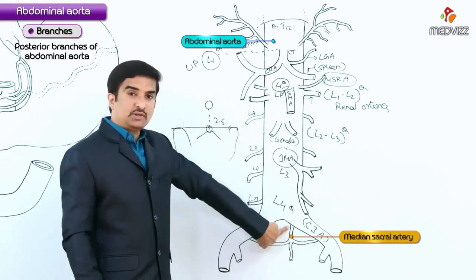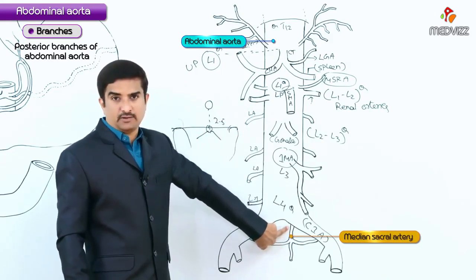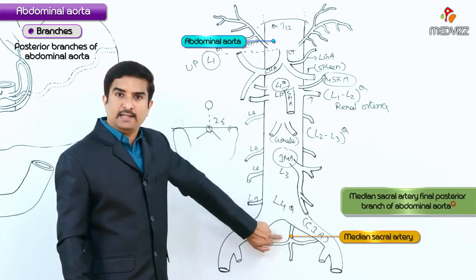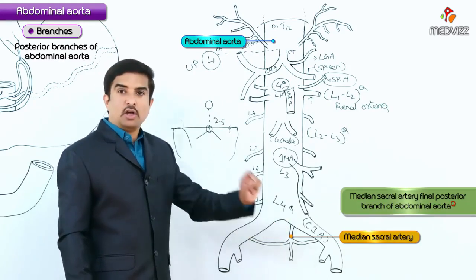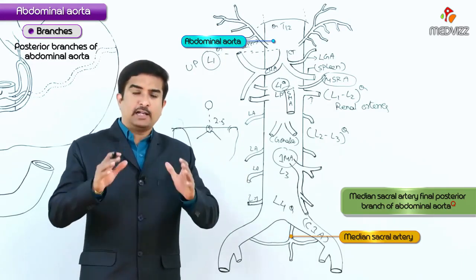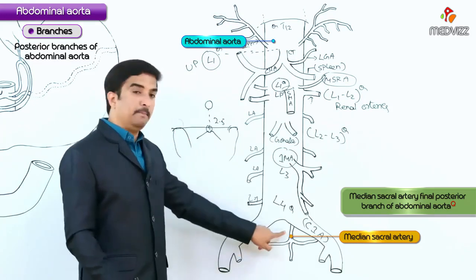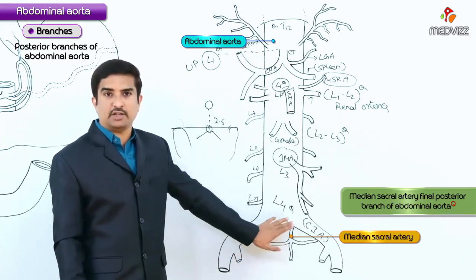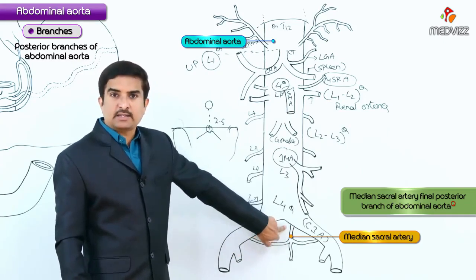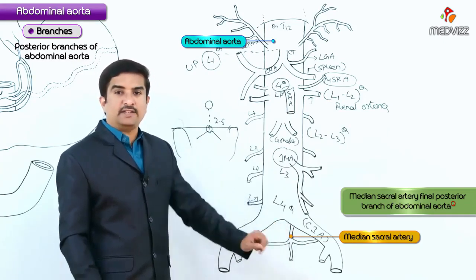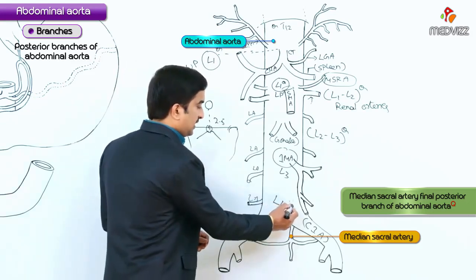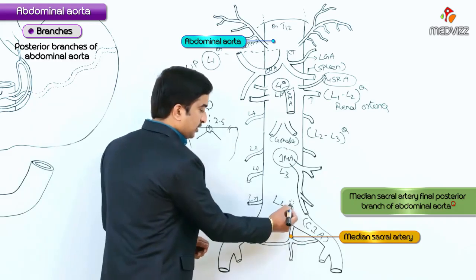And the next one is the median sacral artery. This median sacral artery is considered to be the final posterior branch of the abdominal aorta. So the final posterior branch is called the median sacral artery. This is an MCQ question. This particular vessel arises from the posterior surface of the abdominal aorta just superior to the bifurcation, or we can say this area, right? You can see the dotted line.